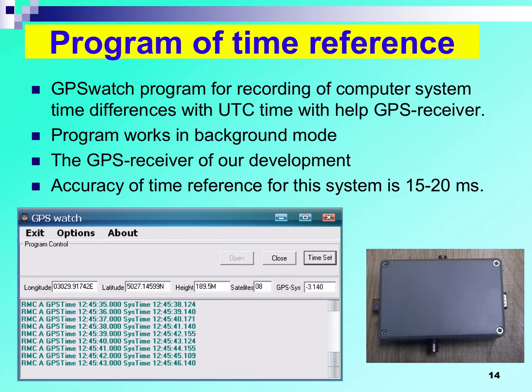In the course of observations, all moments are recorded in computer time. Subsequent processing allows you to obtain exact moments that are referenced to GPS time. The accuracy of fixing the moment within such a procedure is not more than 15 to 20 milliseconds.